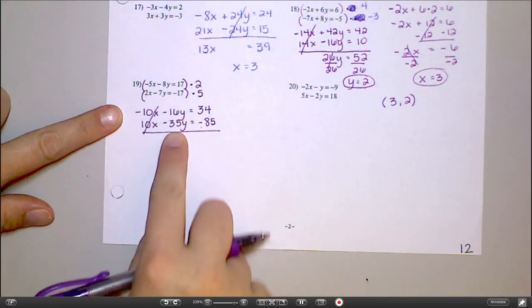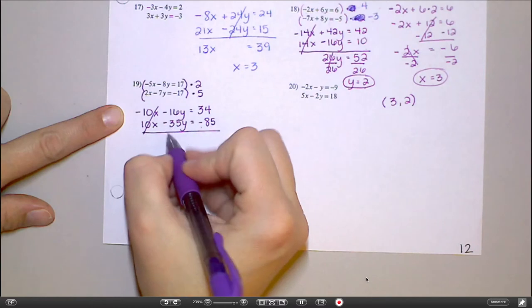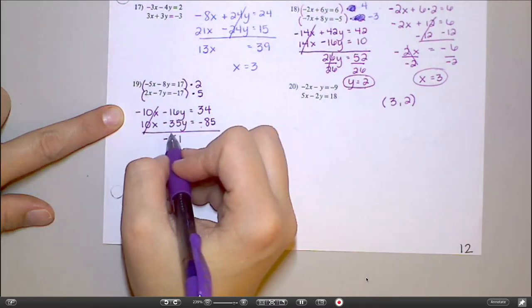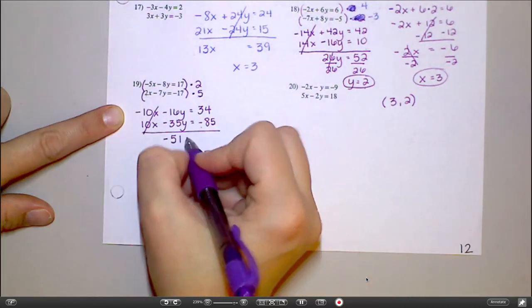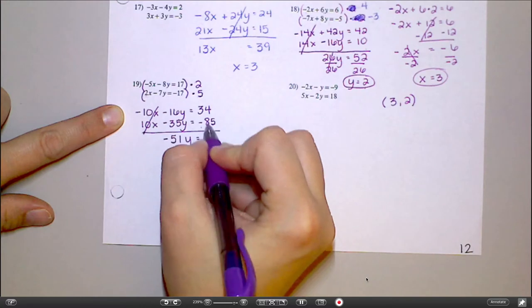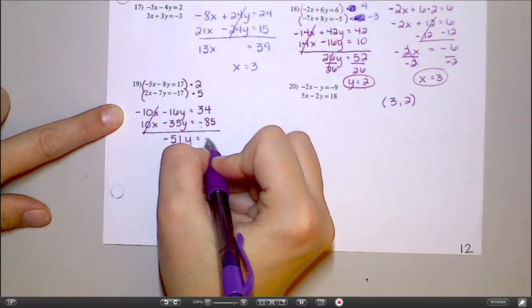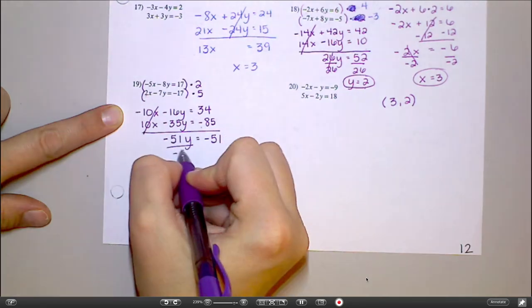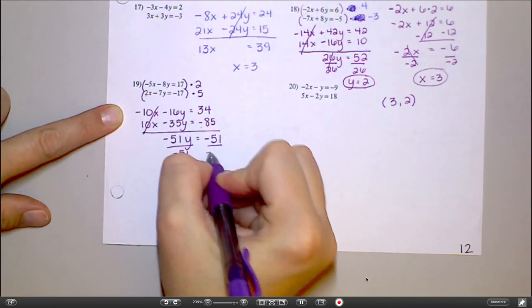Negative 16 plus negative 35 is going to be negative 51. I believe. 45, 45, 51. Yeah, negative 51. 34 plus negative 85, also negative 51. Pretty sure. Divide by negative 51, that worked out easily.